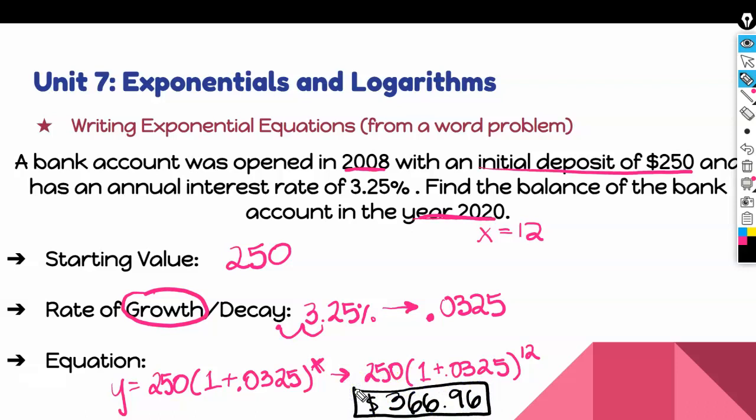Ta-da. And so that's how you would do one of these problems. Again, starting value, change the percent that they give you to a decimal, and then plug it into this formula. Okay, starting value first, then 1 plus that decimal that you made. Okay, and then whatever it's asking you about, you're going to plug that X value into X and plug that into a calculator and get your answer.